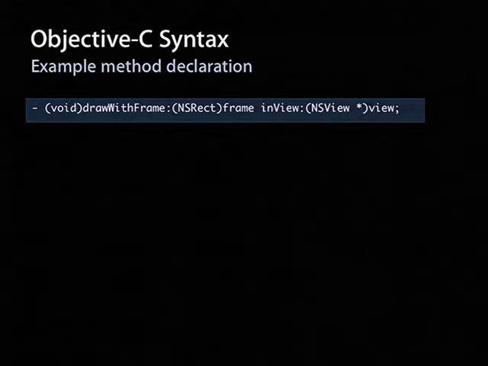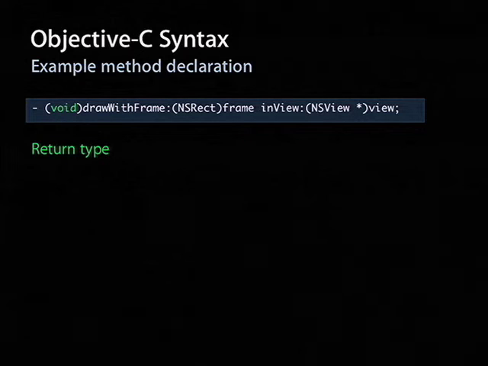So how do you declare a method? Well, here we have a method declaration, draw with frame, in view again. And the first thing you'll see is the return type. This is in parentheses. This is just the ordinary C cast syntax. So if you know C, you know how to typecast. That's how you declare the return type for the method.